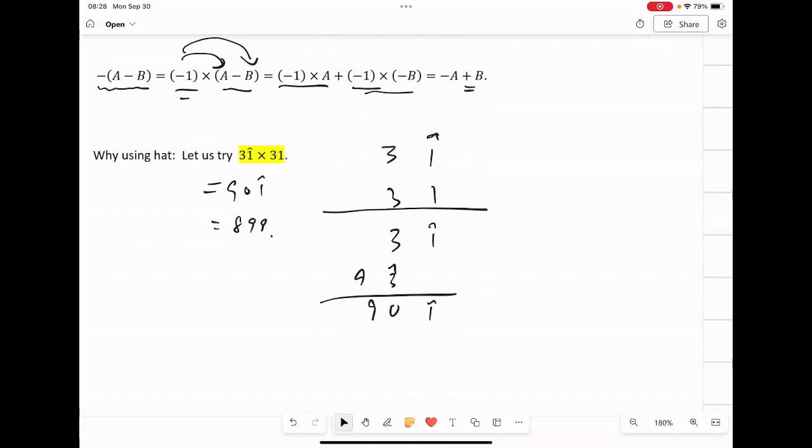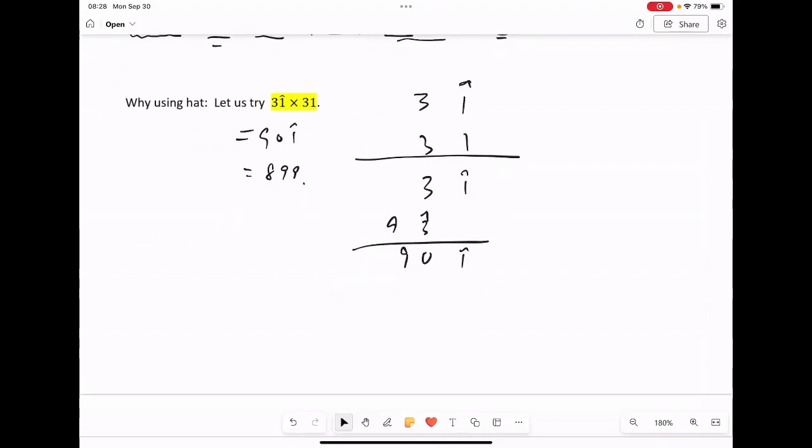And later on, a student can do that mentally. In particular, this is related to the so-called polynomial multiplication, 3x minus 1 times 3x plus 1, because they are essentially the same. From here, you get 9x squared minus 1. So they are the same thing. Okay, I stop here.